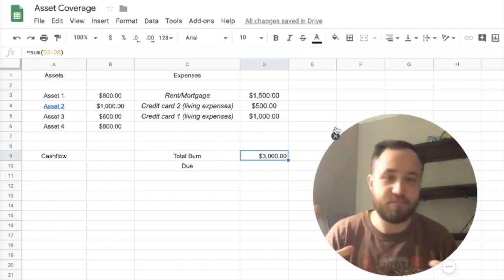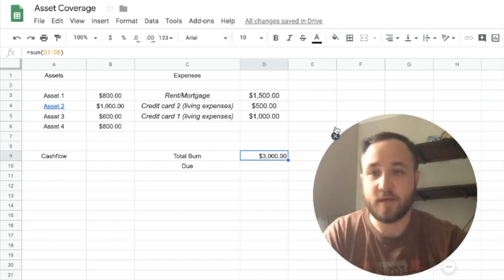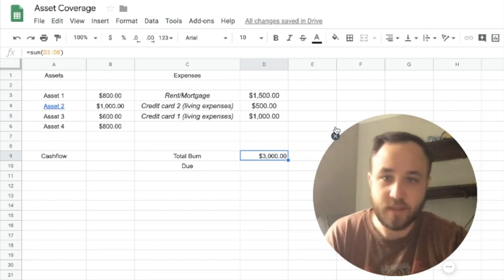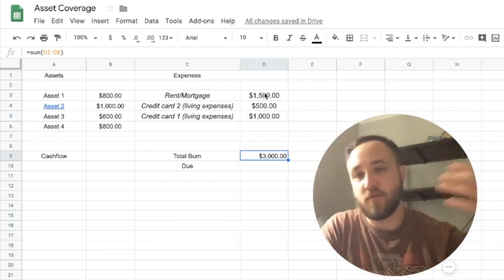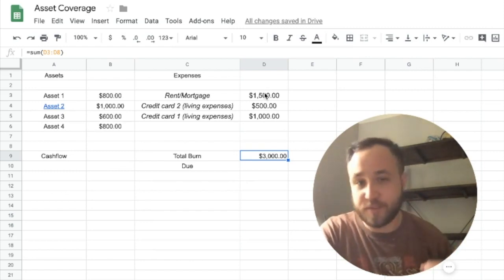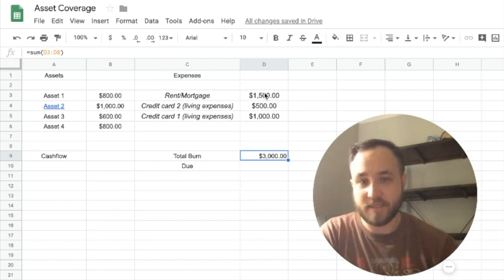And this is just broad sense here. We're not talking about anybody in specific. We're just saying just average. So half of your income is going towards rent and mortgage. The other half is going towards subscriptions, groceries, and living expenses.